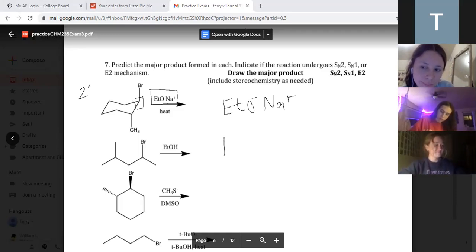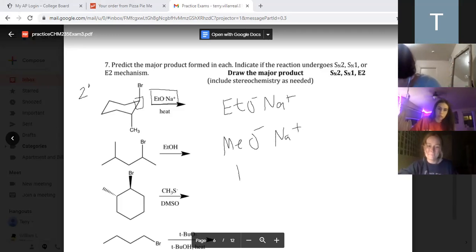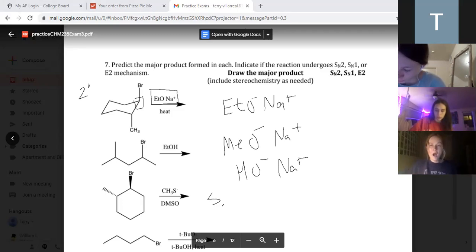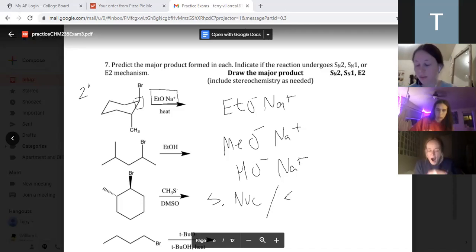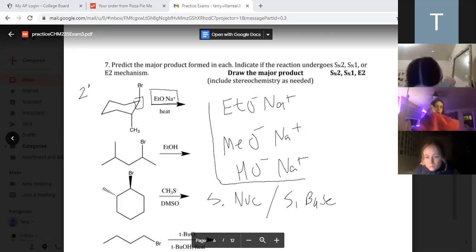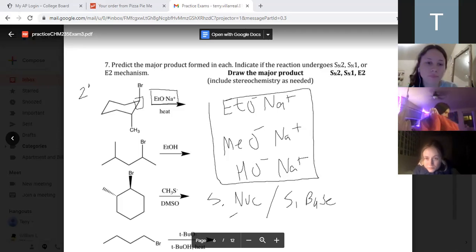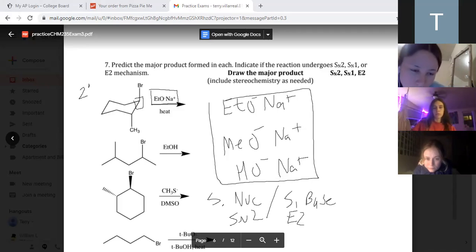There's NaOEt, NaOMe, and NaOH: HO minus and Na plus. Sodium hydroxide, sodium methoxide, sodium ethoxide. They are the only 3 that are both strong nucleophile and strong bases. Meaning these are the only 3 reagents that will ever tell you that an SN2 or an E2 is possible. Those are the only 3 that will ever have this conundrum.